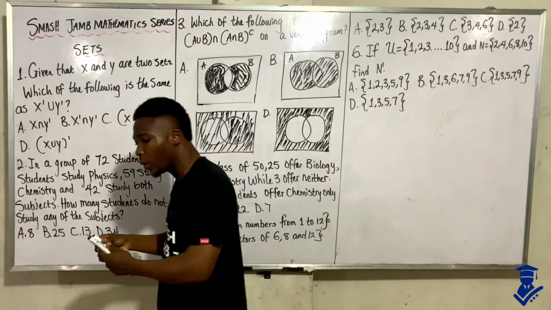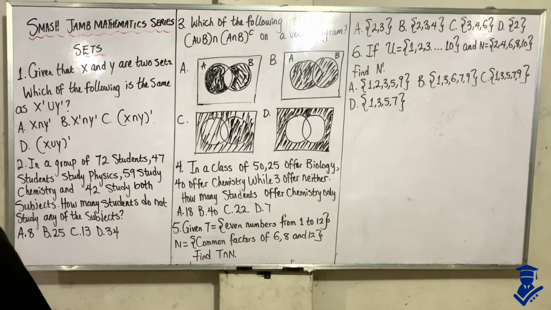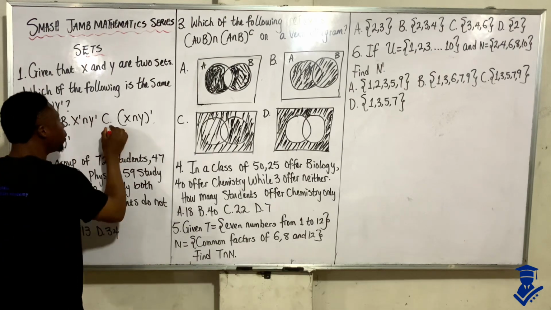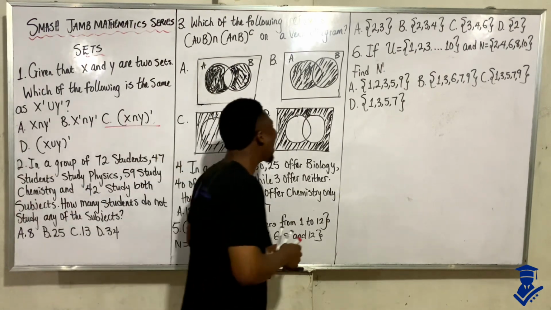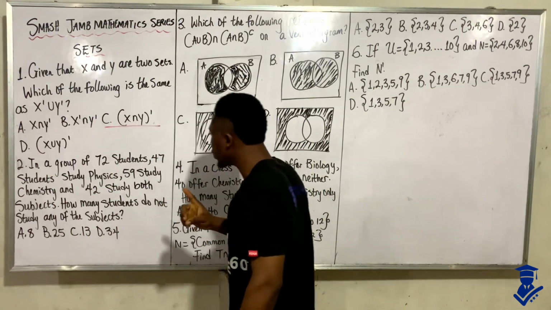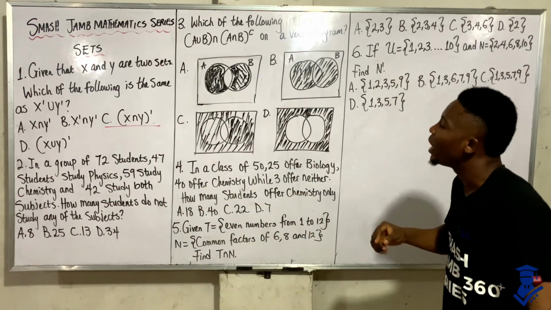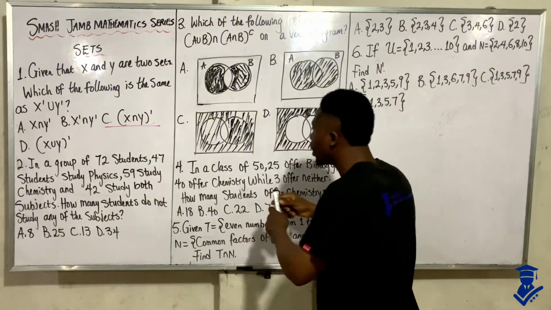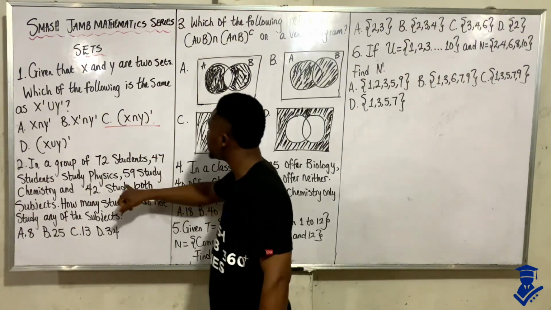All right. Now that will be option... What will be our answer? Our answer will simply be option C. So x intersection y all complement is the same as this. Take note of that.